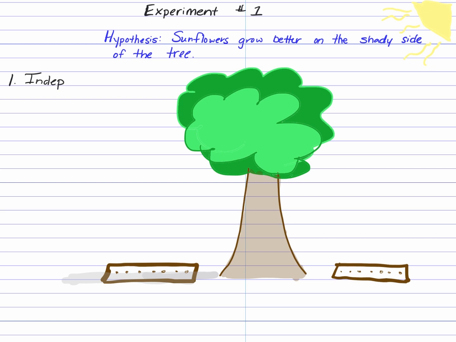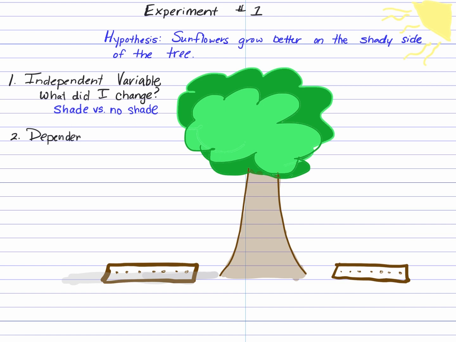First, let's talk about the independent variable. Remember, I and independent both begin with I. So what will I as the scientist change? I'm going to change the location of the sunflowers. They'll either be in the shade or in the full sun.